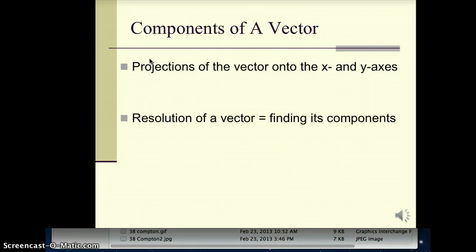Let's find the components of a vector. The components of a vector are nothing more than the projections of the vector onto the x and the y axes. We often call finding a vector's components resolving the vector, or the resolution of a vector.